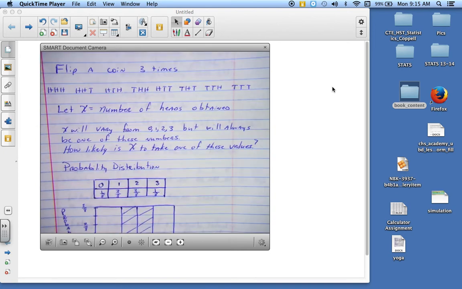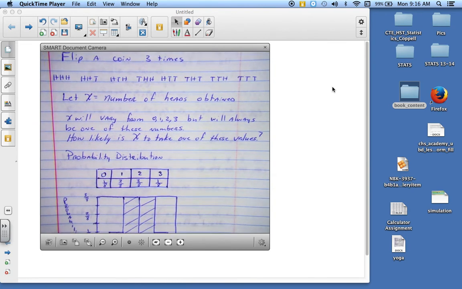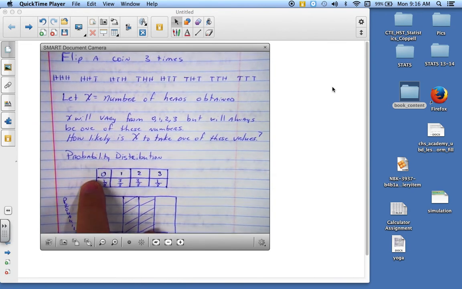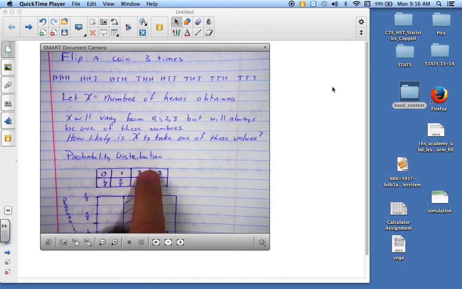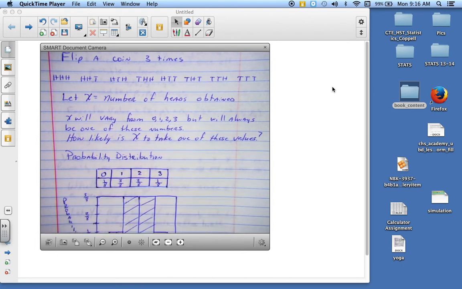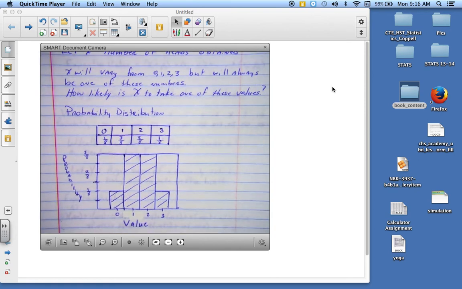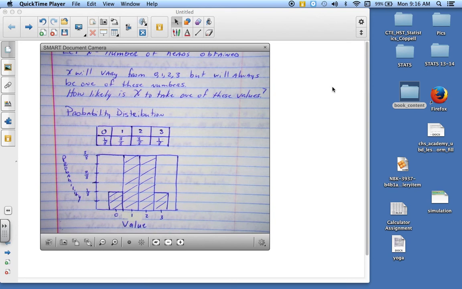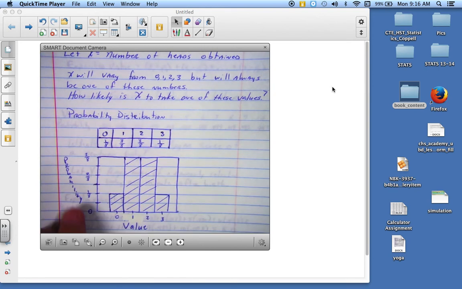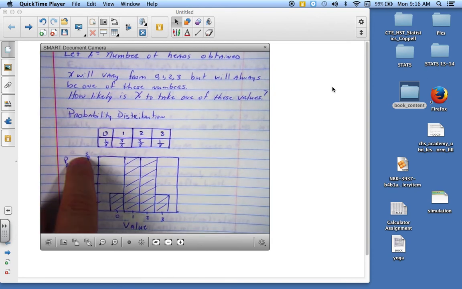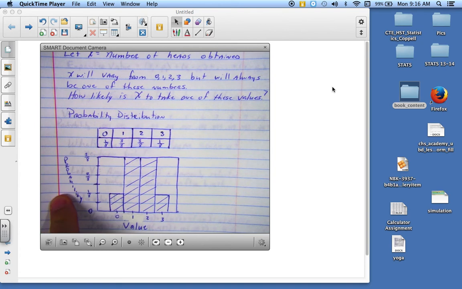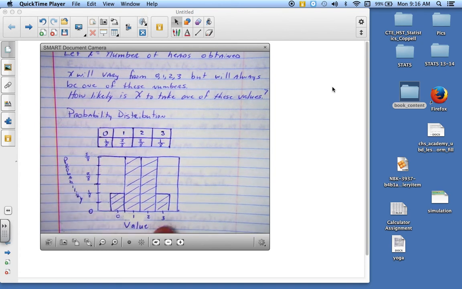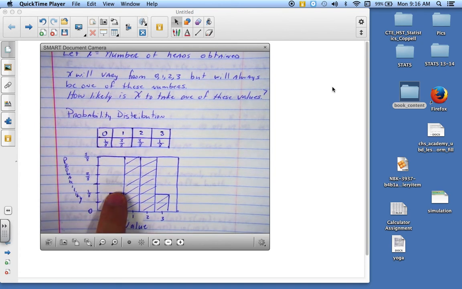The probability distribution is as follows, like I covered earlier. 0 heads is 1/8. 1 head is 3/8. 2 heads is 3/8, and 3 heads is 1/8. If I were to draw a histogram, it would look like this. I put 0 down here, 1/8, 2/8, 3/8. Here are my probabilities on the left-hand side. The values are the 0, 1, 2, and 3. And again, you just mark accordingly.